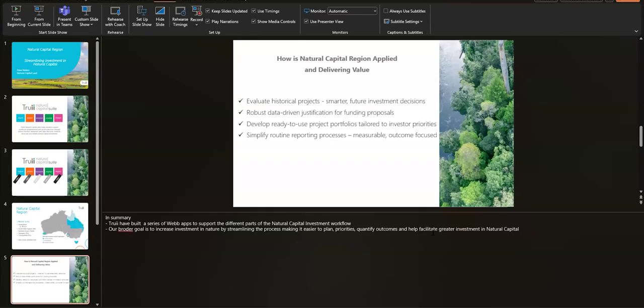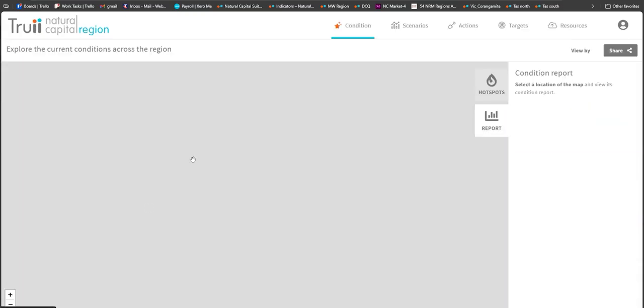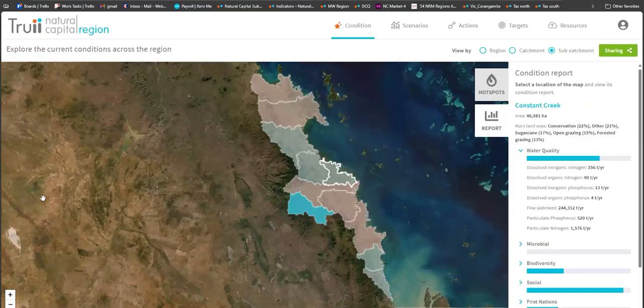What we might do now, I'll jump to a scenario. So let's go. Okay, so the first one. This is an instance of natural capital region for the reef catchments area of Queensland, or sorry, Mackay Whitsunday area in Queensland. So this is what we call a condition page. And for this, the base initial condition page, everyone can see that. You can see the natural capital region. That's all good. Okay. This condition page is really useful for discussion around where you think hotspots might be.